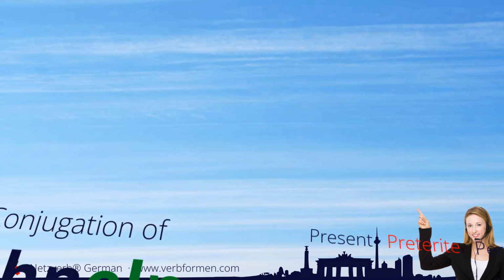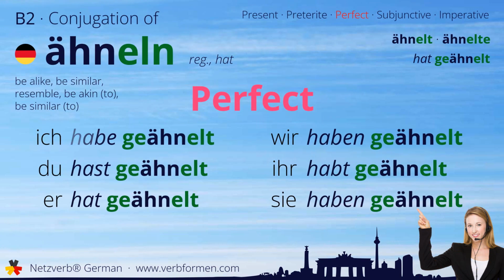Let's continue with the present perfect. Ich habe geähnelt. Du hast geähnelt. Er hat geähnelt. Wir haben geähnelt. Ihr habt geähnelt. Sie haben geähnelt.